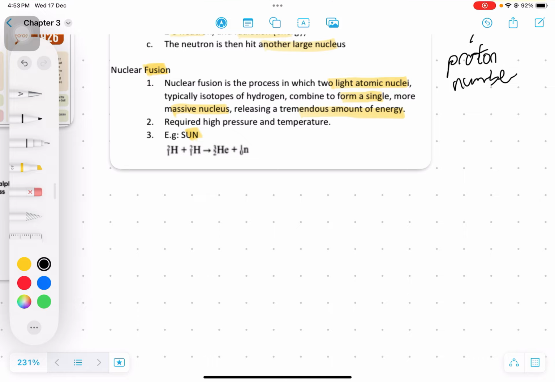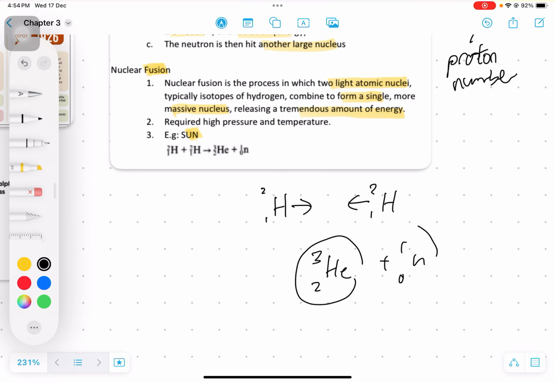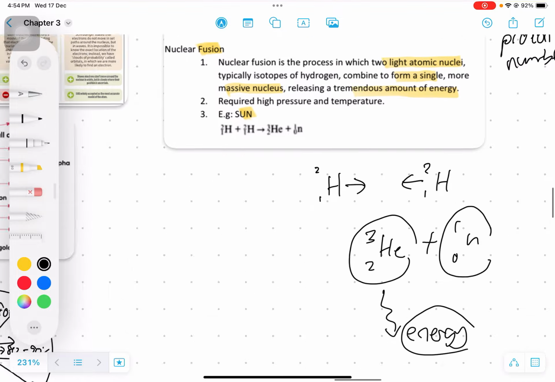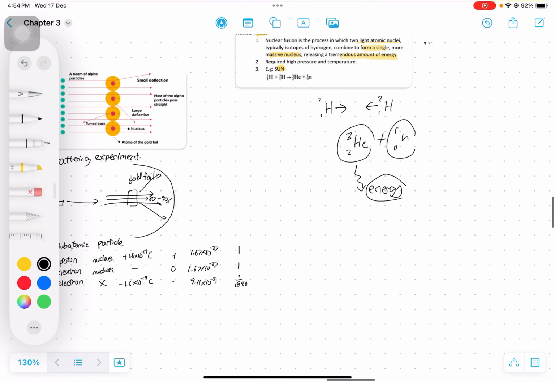For example, hydrogen-2 with 1, called deuterium, and another one also the same, fuse together to become helium-3 with 2, and a neutron. When they fuse together, they also release energy, and this energy can be harnessed to do something else. Let's also look at an example of a nuclear power plant, how we harness this kind of energy.